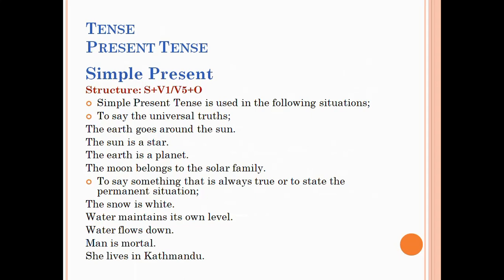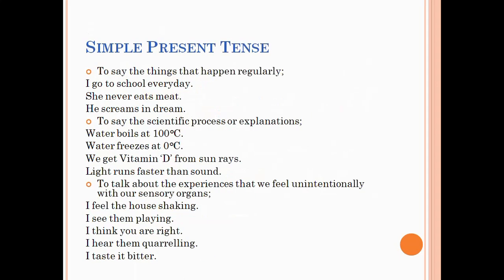So these are the examples of something that is always true or that state the permanent situation. So next is when we can use simple present tense. Whenever we have to say the things that happen regularly, we can use simple present tense. Whenever we have to talk about the things that happen regularly, we can use simple present tense.